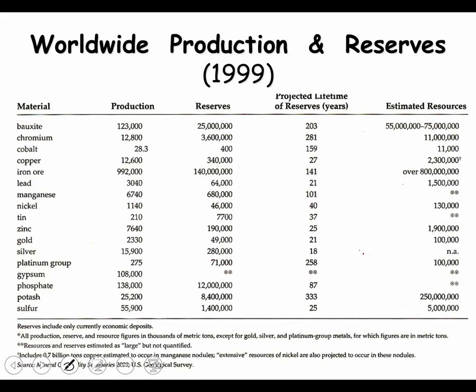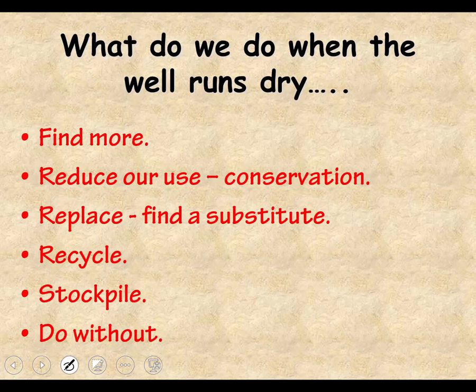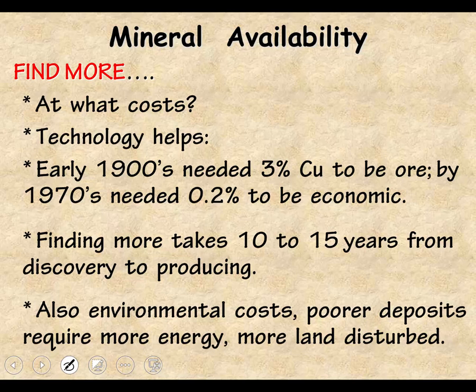Well, of course, what we do is we recycle. But the point is that if we know what the total volume reserves are, and if we don't change the rate of consumption, which is really production, then we're going to run out. Okay. Well, clearly, we can change all of those. Okay, so let's look how. We'll skip that. We could find more. We could reduce our use. We could replace. We could recycle. We could stockpile. We could do without. Well, let's not do that. Okay, so finding more.